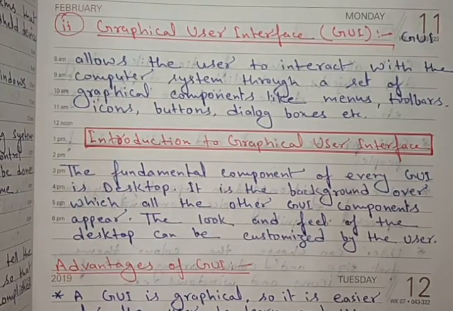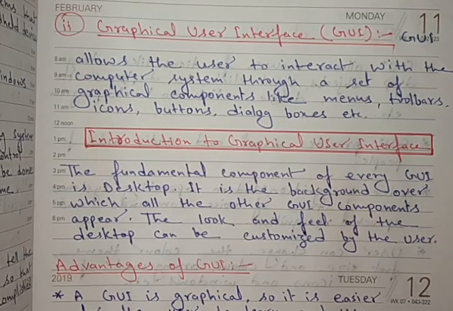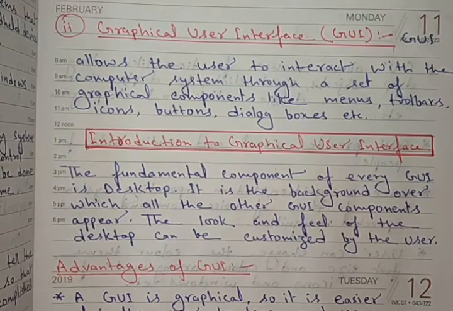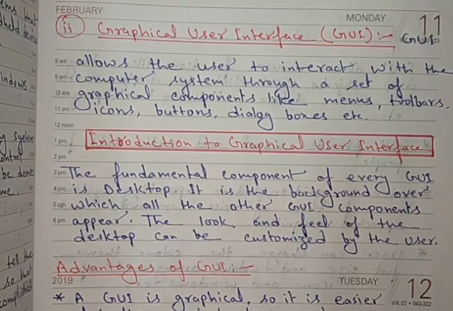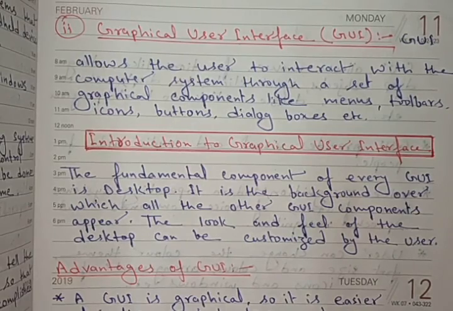Next one, the graphical user interface. Graphical user interface allows the user to interact with the computer system through a set of graphical components like menus, toolbars, icons, buttons, windows, and the dialog box, etc. Nowadays, most of the operating systems come with a graphical user interface. So let's discuss some features and advantages of the graphical user interface.